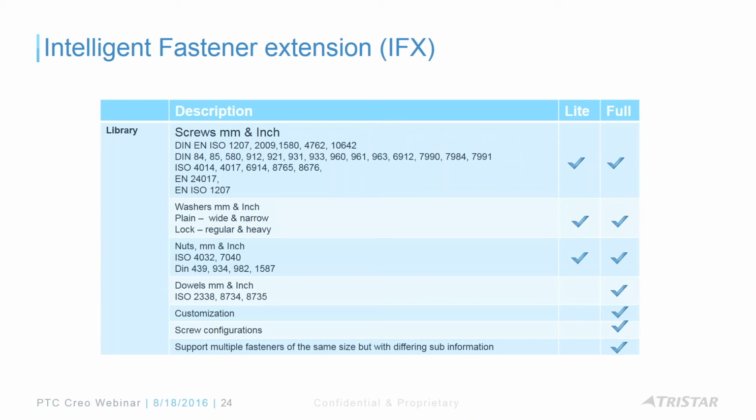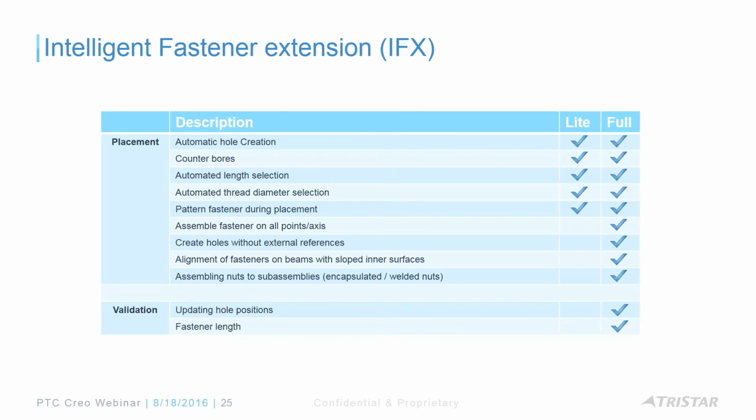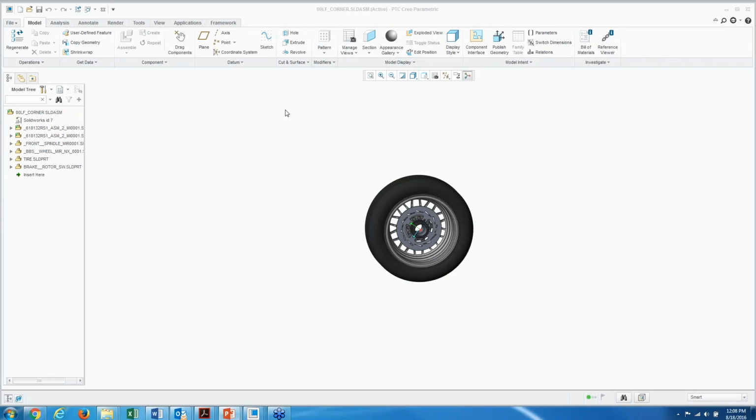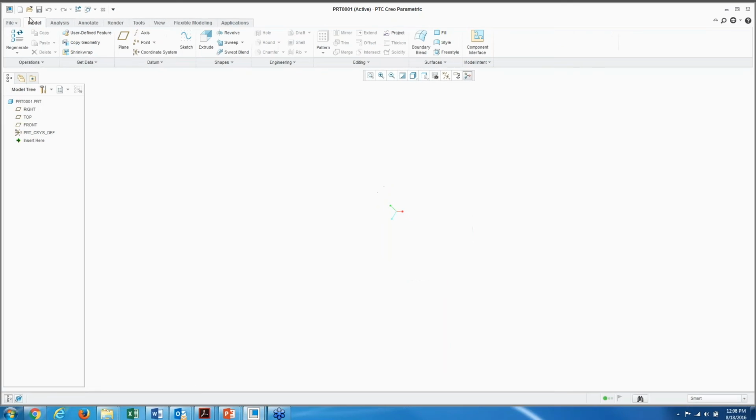So this is what you can expect with your light version or the full version. As you can see, you cannot create a hole without external reference with the light version, but you can do it with the full version. I'm just going to do a quick demo here.